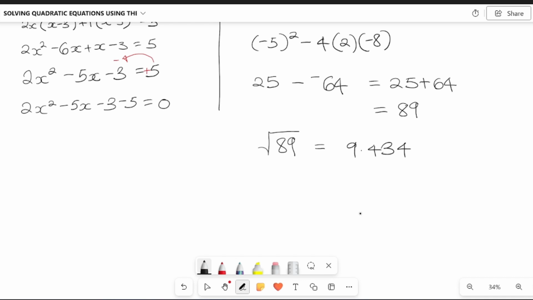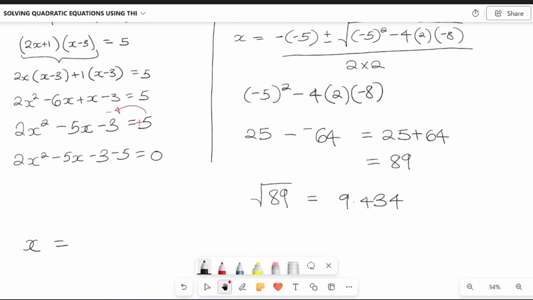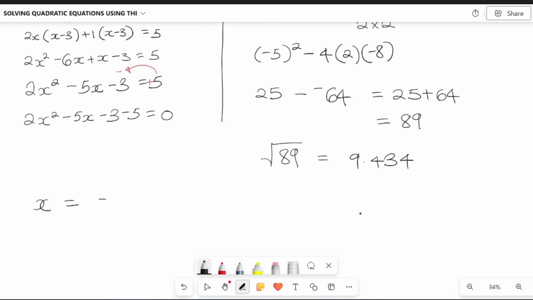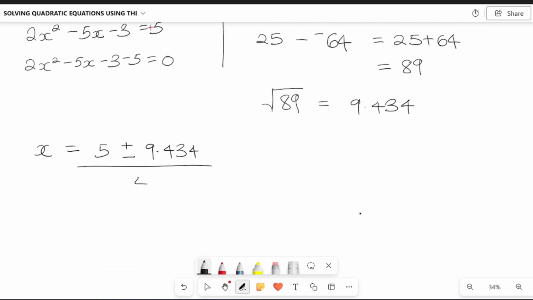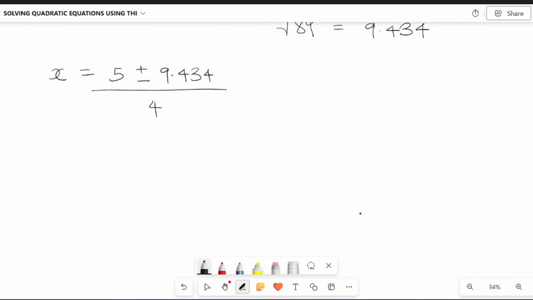Placing these values back in our quadratic formula, we'll have x is equal to, the negative of negative 5 will be positive 5 plus or minus 9.434 all over 2 times 2, which is 4. So the first value of x will be equal to 5 plus 9.434 all over 4, which is equal to 3.608.